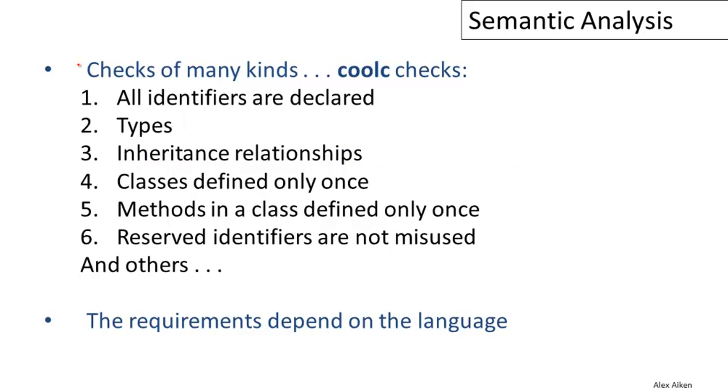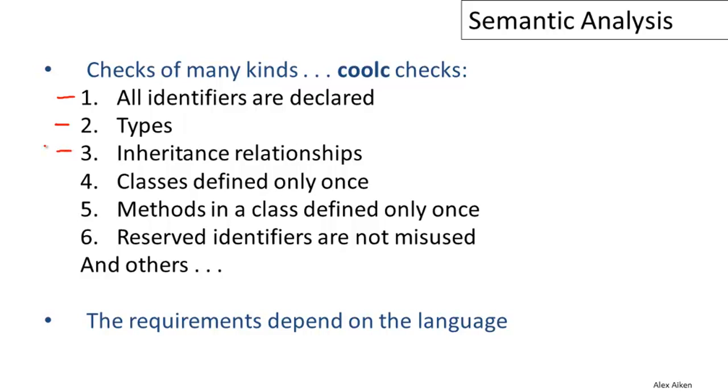So what does semantic analysis actually do? In the case of Cool, it does checks of many different kinds, and that's pretty typical. So here's a list of 6 classes of checks that are done by the Cool compiler, and let's just run through them quickly. First, we want to check that all identifiers are declared, and we also have to check that any scope restrictions on those identifiers are observed. The Cool compiler has to do type checking, and this is actually a major function of the semantic analyzer in Cool. There are a number of restrictions that come from the object-oriented nature of Cool.